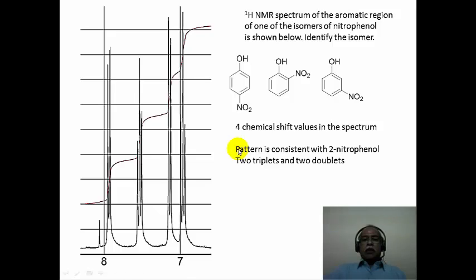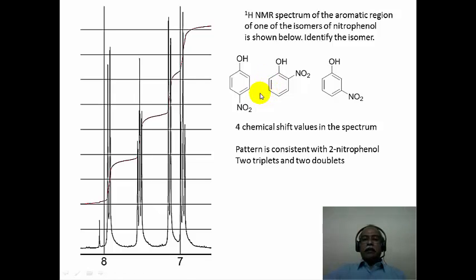So now if you look at the spectrum, the 4 chemical shift value is satisfied by both these compounds, but the pattern is consistent only with 2 nitrophenol of 2 triplets and 2 doublets. How do we know this? Because if you take this particular hydrogen, this has an ortho partner, so it will be a doublet in nature. And if you take the one which is ortho to the hydroxy functional group, that also will be a doublet because of the ortho coupling with the ortho hydrogen.